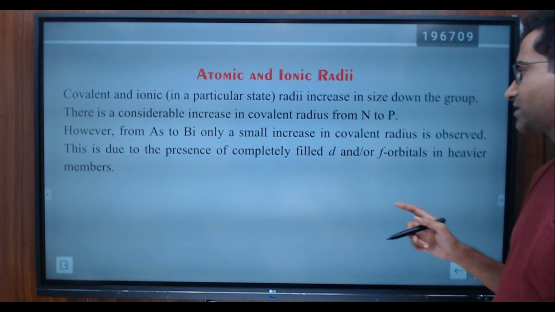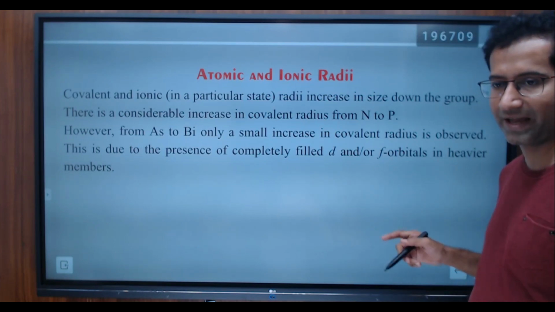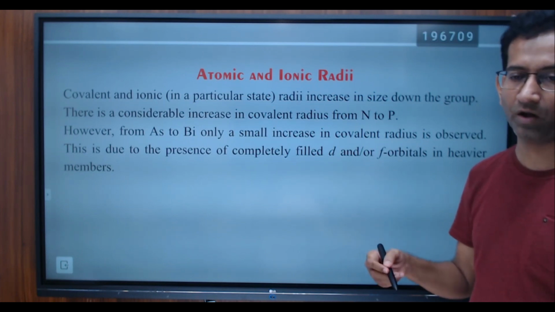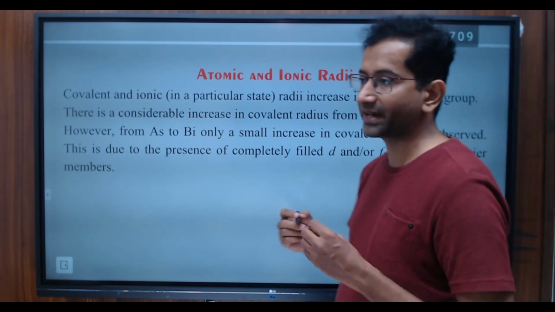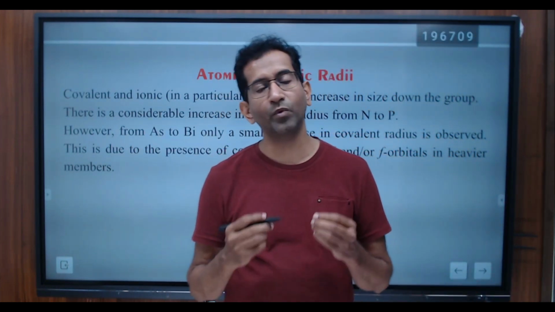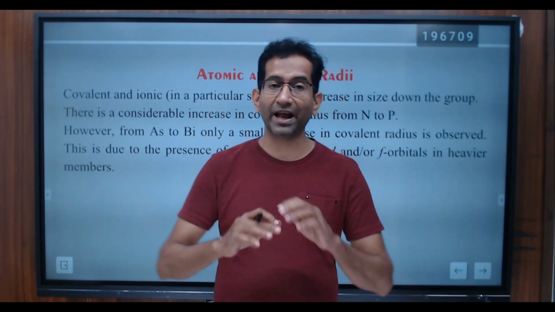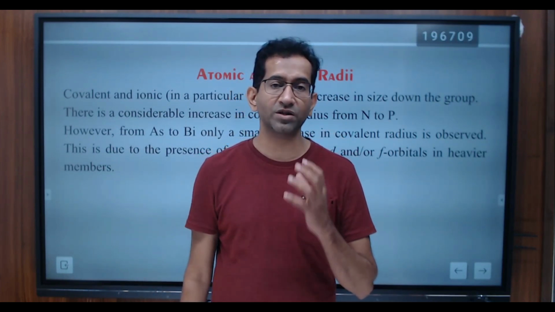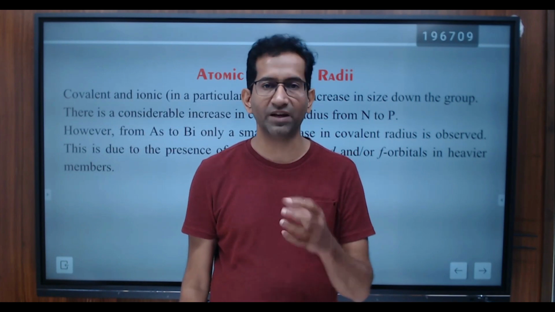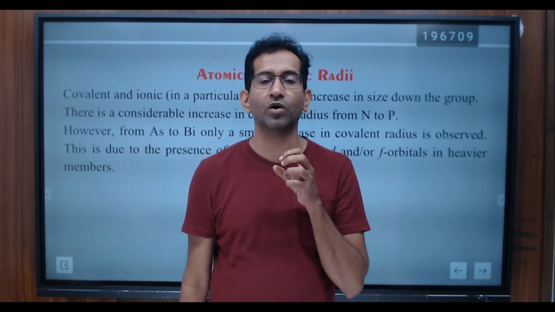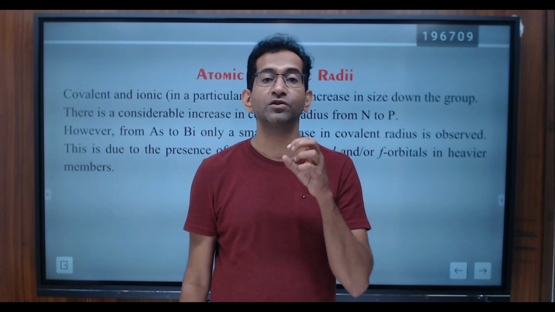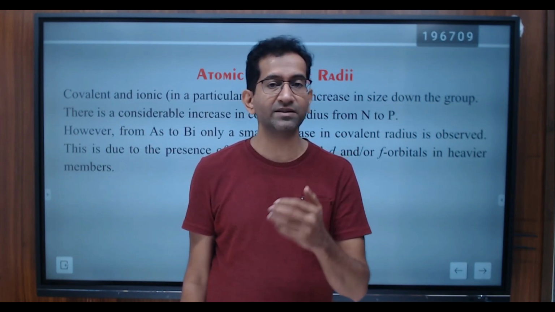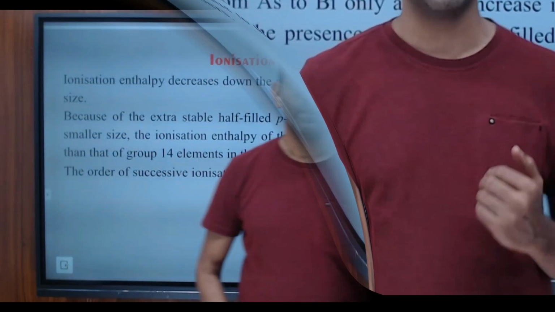This is due to the presence of completely filled d orbitals, and at times going to bismuth, f orbitals as well. And as we know that d and f orbitals have very poor screening effect, so they cannot shield the nucleus effectively, and due to that the nucleus positive charge remains still more effective and can attract the electron of the outermost orbital effectively, and due to that size increases, but that increase is not observed that significant.